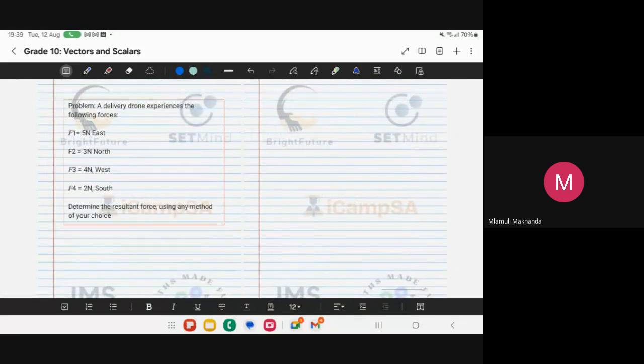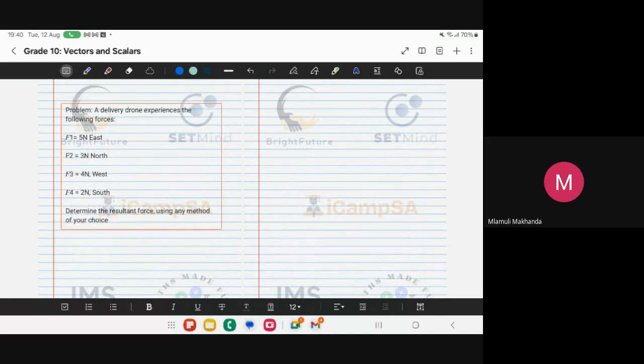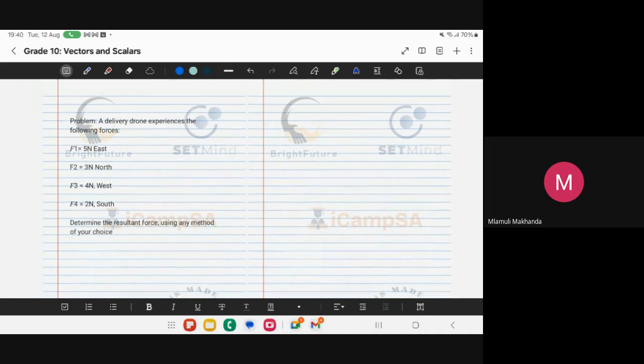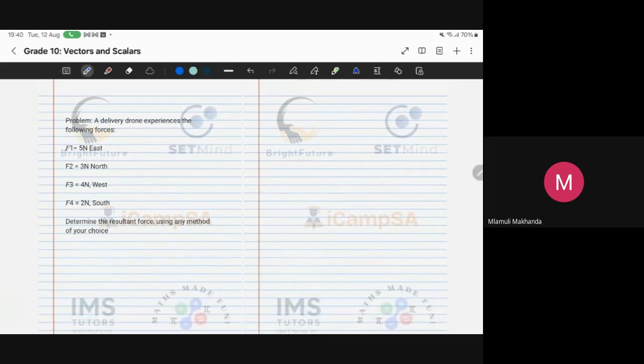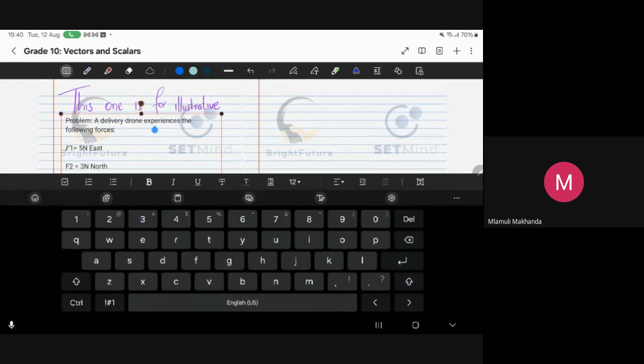Now, we'll only use the head to tail method. We won't use the algebraic method. Illustrative. Okay, won't fit again.